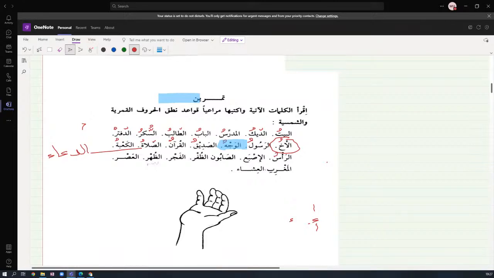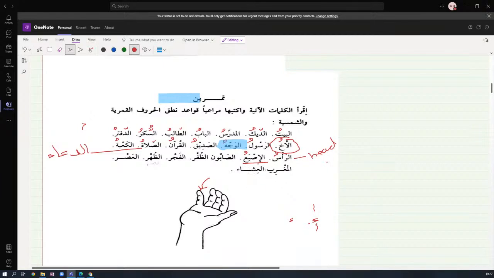So we have الرأس, a sun letter, a new word which means head. الرأس, the head. And then we have الإصبع. الإصبع is a finger, and it can also mean your toes as well. In Arabic, إصبع refers to your fingers and to your toes.